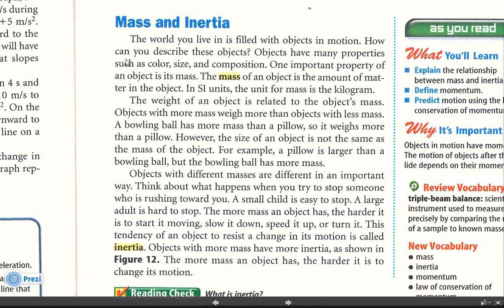All right. The world you live in is filled with objects in motion. How can you describe these objects? Objects have many properties such as color, size, and composition. One important property of an object is its mass. The mass of an object is the amount of matter in the object. In SI units, which is the international standard, the unit for mass is the kilogram.